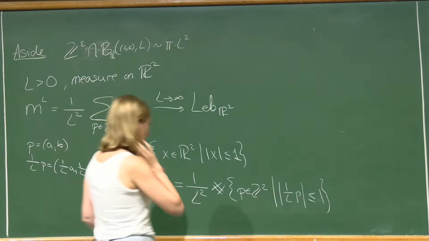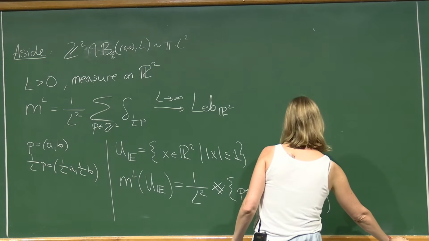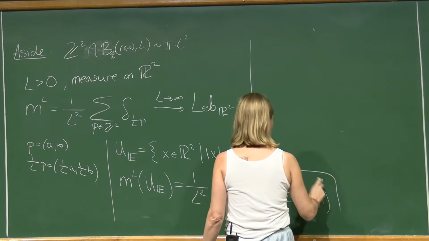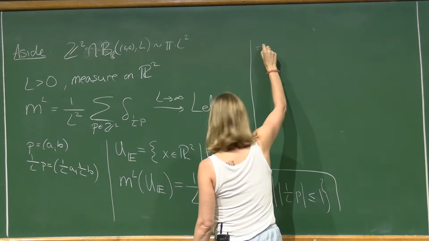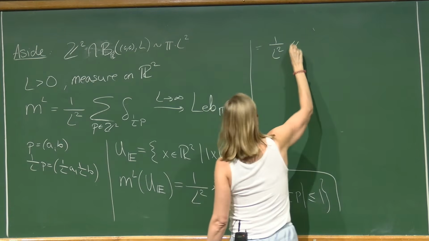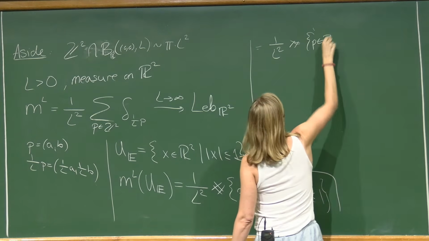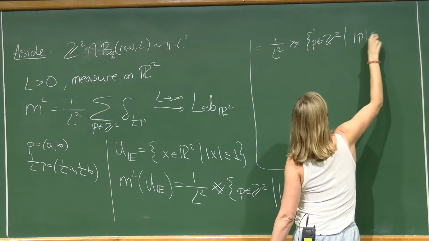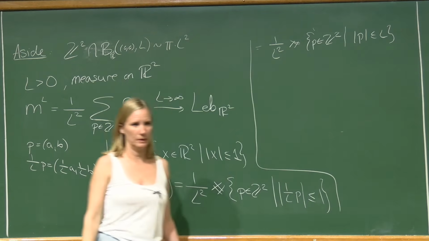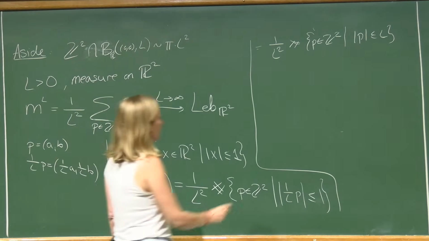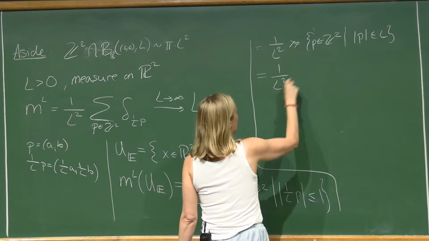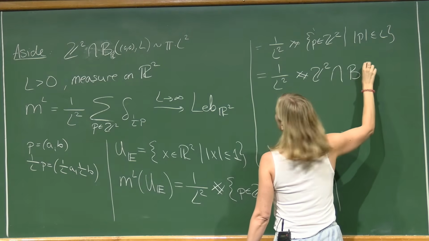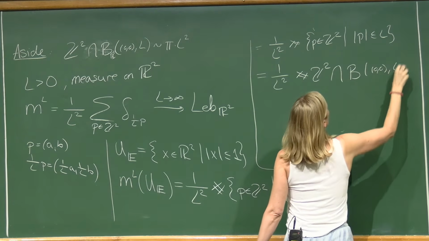So in other words, this is the same as saying, sorry, maybe I'm not doing very good board work here, but this is the same as saying 1 over L squared times the number of integral points in Z2 such that the norm is at most L. Right? But this is the same as 1 over L squared times Z2 inside the ball in R2.